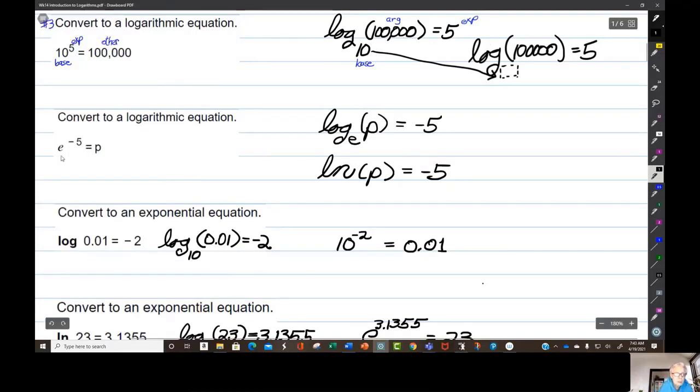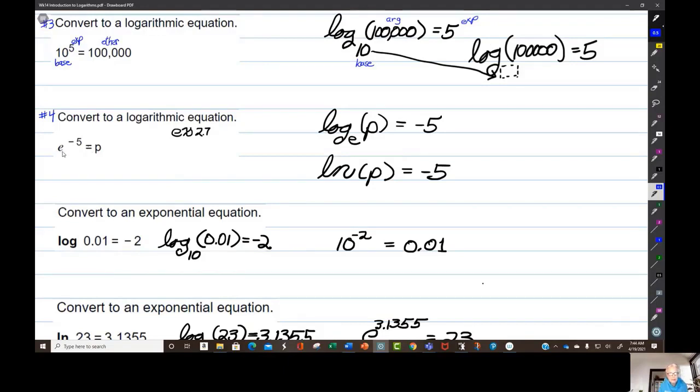Now, number four, this one, whenever you have e, e is a number, remember, that's about 2.7. Like pi is about 3.14. It's a universal constant, just like pi is. After four, I started skipping the repetitions, or not all of them, but some of them. e to the negative 5 power. Okay, the number e to the negative 5 power equals p, whatever p is.